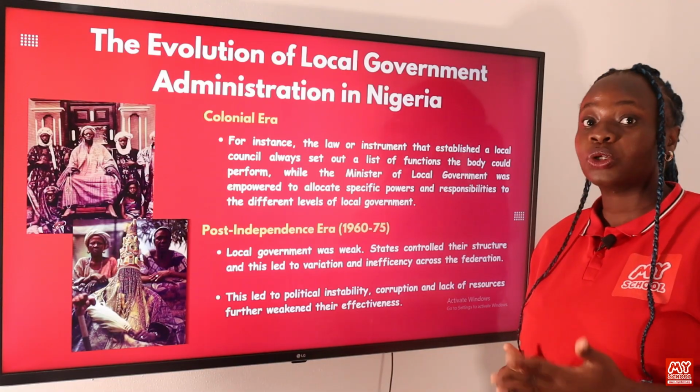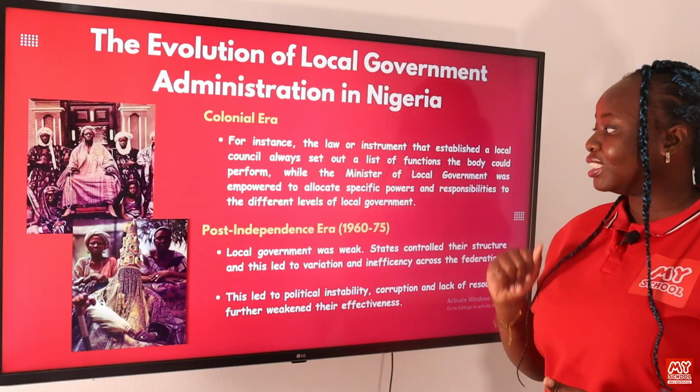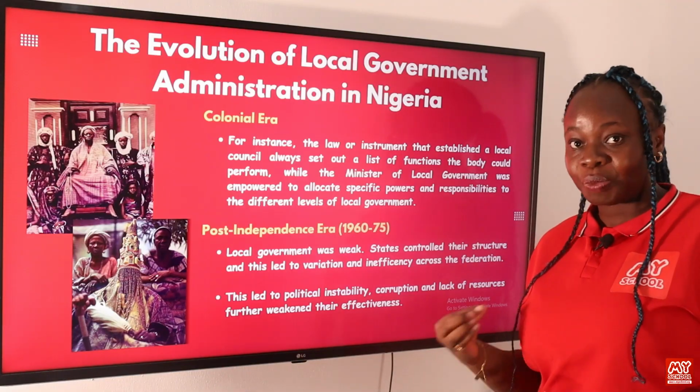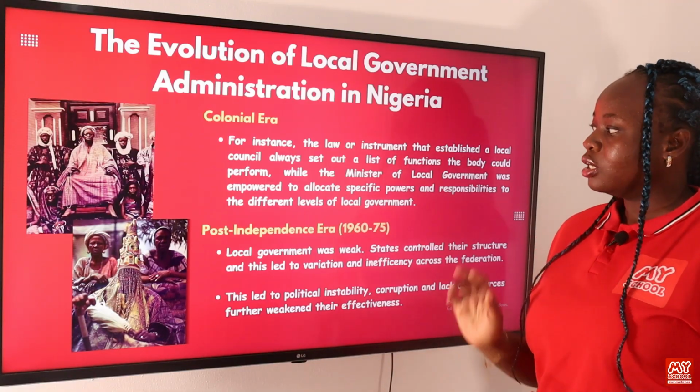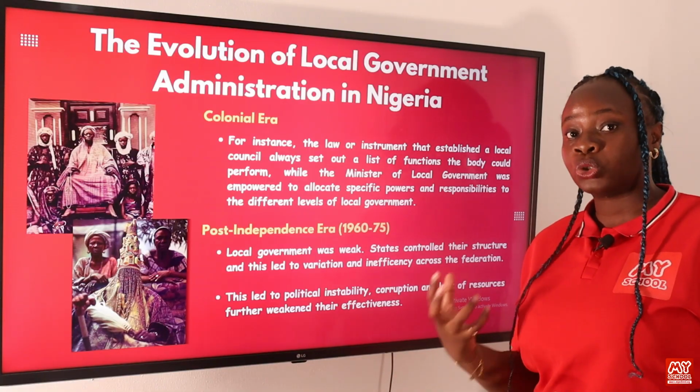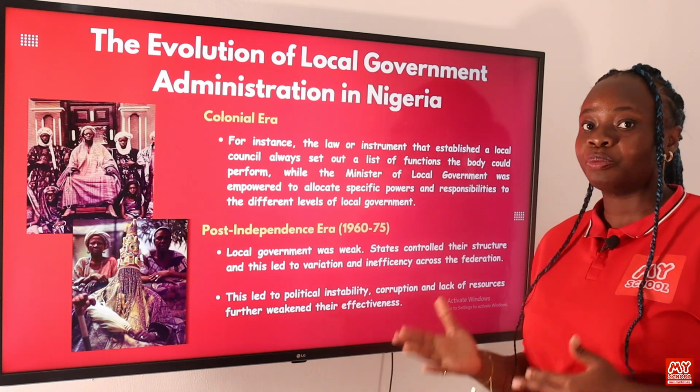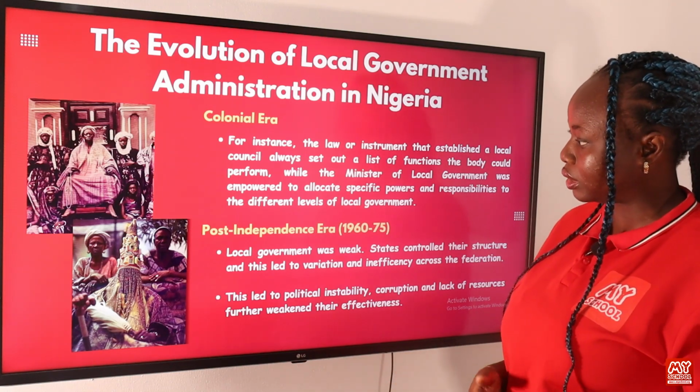And when such functions are not listed for them, the Minister of Local Government can also allocate specific functions depending on the emerging needs within the society. So these people did not have autonomy at that time. They were still receiving policy direction from the colonial authorities.